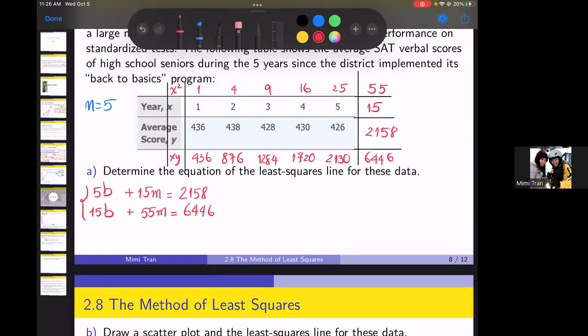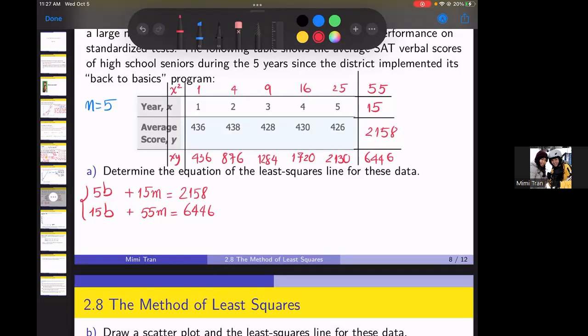Elimination or substitution? Elimination, right? You can do substitution. Nobody stopped you, you just run into fractions. What letter would you choose to eliminate? Pick smart. B or m? B, right? But it's easy. All you have to do is multiply the first one by what?